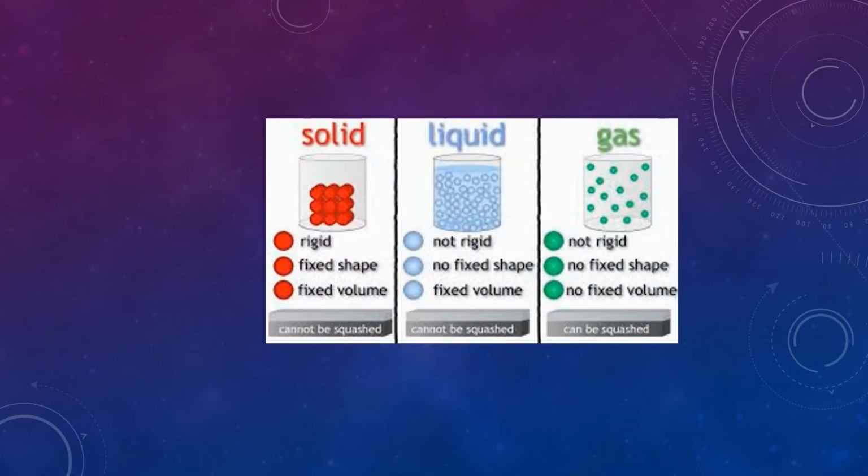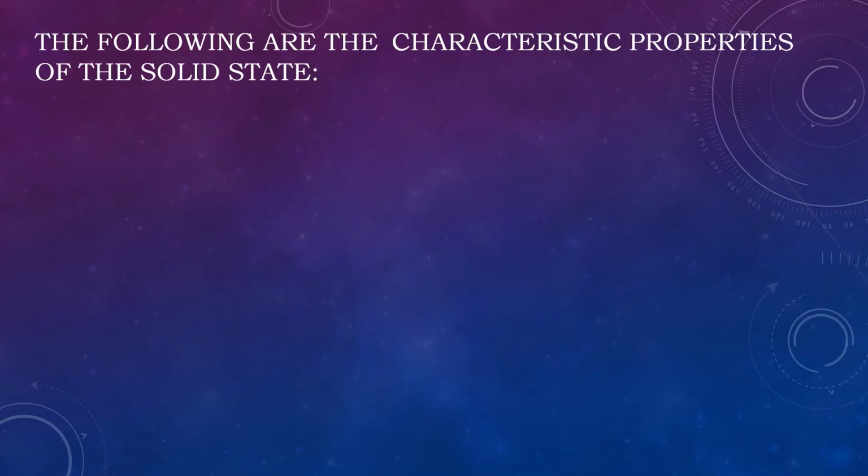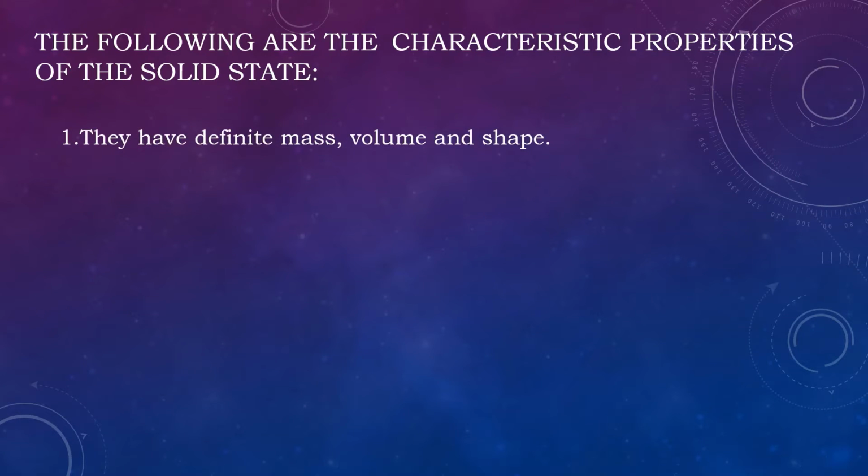So what we have seen is that matter exists in three different states: solid, liquid and gas. How they are different is based on their difference in intermolecular force of attraction. On the basis of that, we have seen all the properties that vary in solid, liquid and gases. Next, from NCERT, I have marked a few lines on the different characteristics possessed by the solid state. First is they have definite shape, volume and mass.